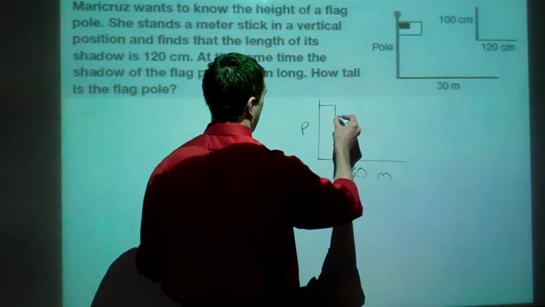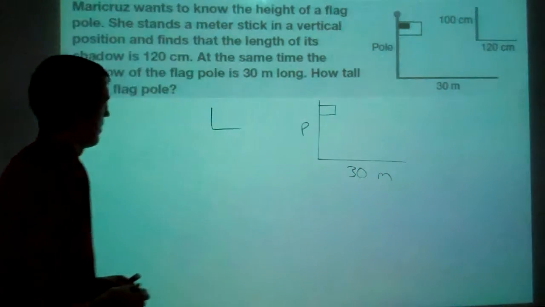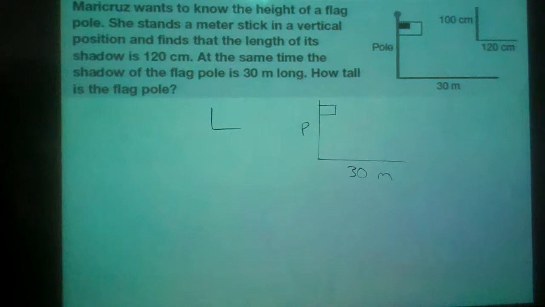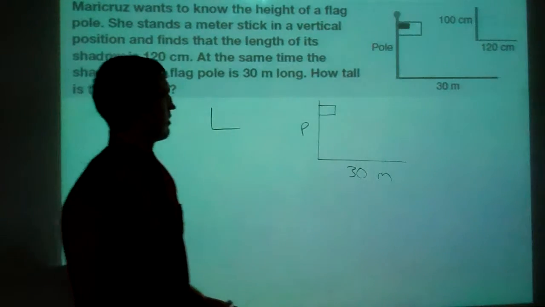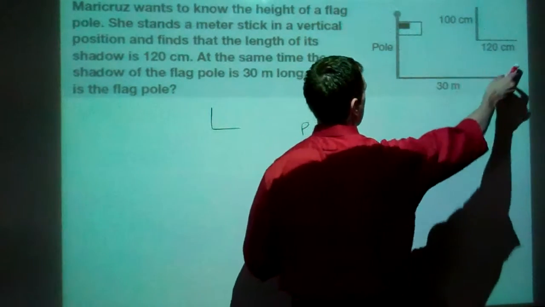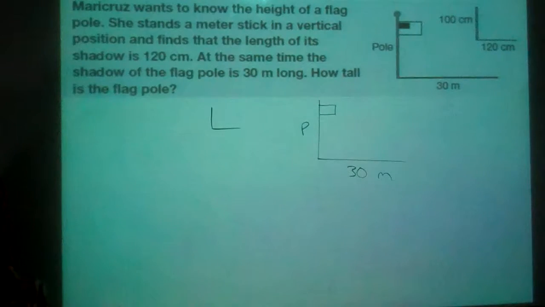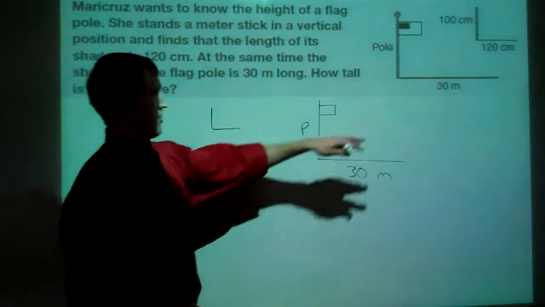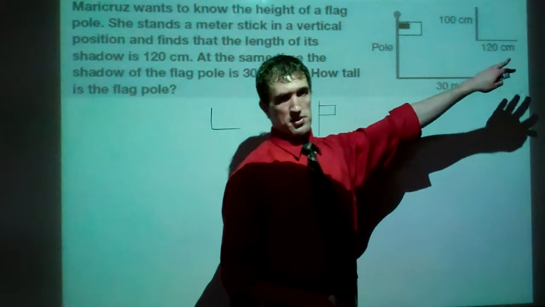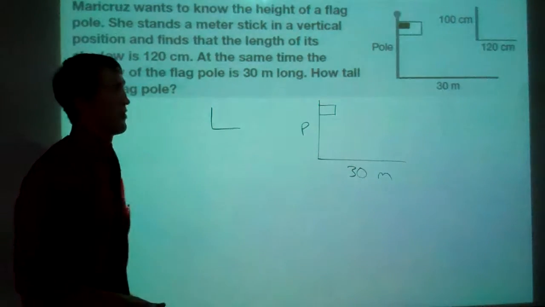So pole right there. Okay. Now the only issue with this one, and we're going to use proportion again, we can't relate this to this yet. And the reason we can't do that is because the units are not the same. This is in meters and this is in centimeters. We have to get everything into common units first.